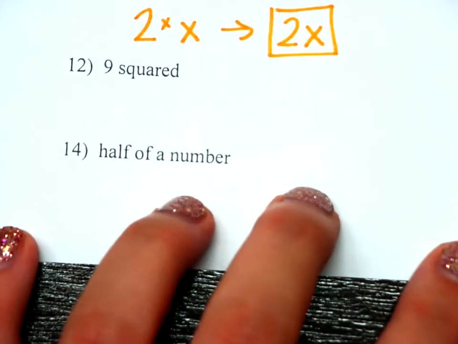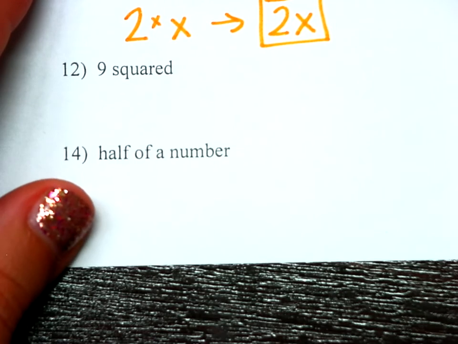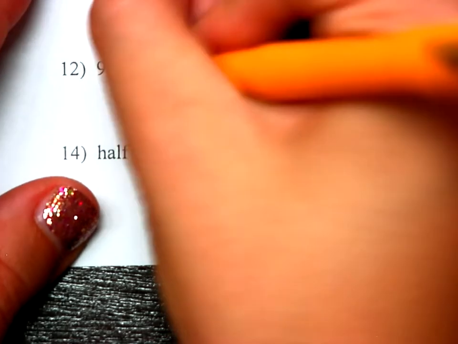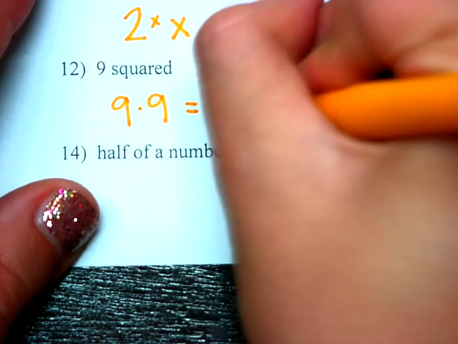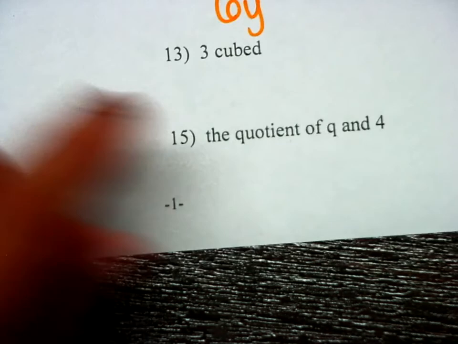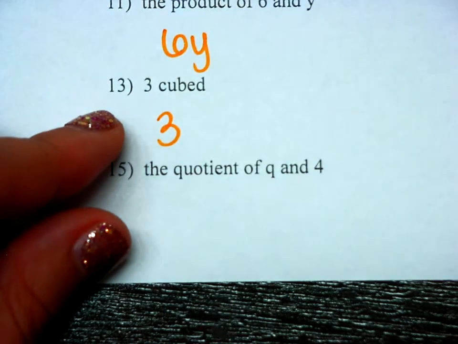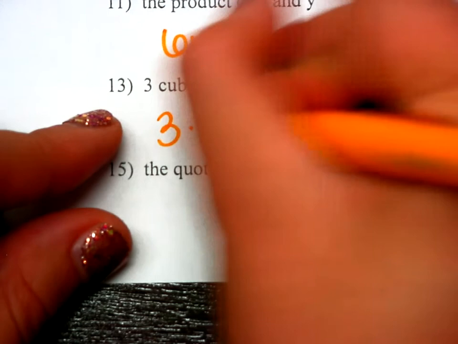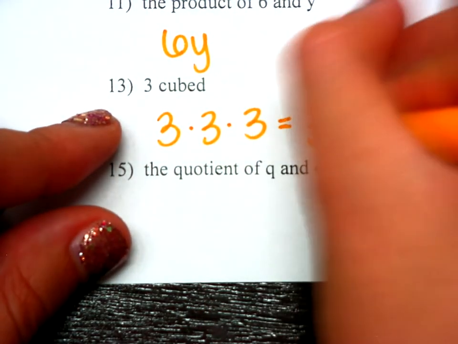Okay, 12, 9 squared. Now we didn't have this in the vocabulary up above, but squared, that means that I'm going to multiply 9 by itself. So I can either write 9 times 9, or we can write 9 squared. So that's an exponent problem, but it really means multiplication because it's 9 times 9. Okay, very similar to this one, but this time we're taking 3 and we're cubing it. Remember, that means to multiply by itself 3 times. So this is 3 times 3 times 3. If you would like to write it with an exponent, that's 3 to the third.